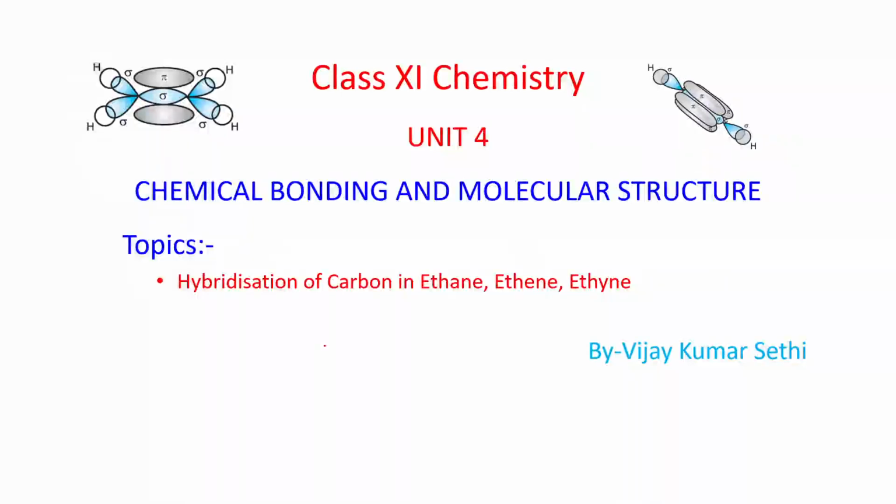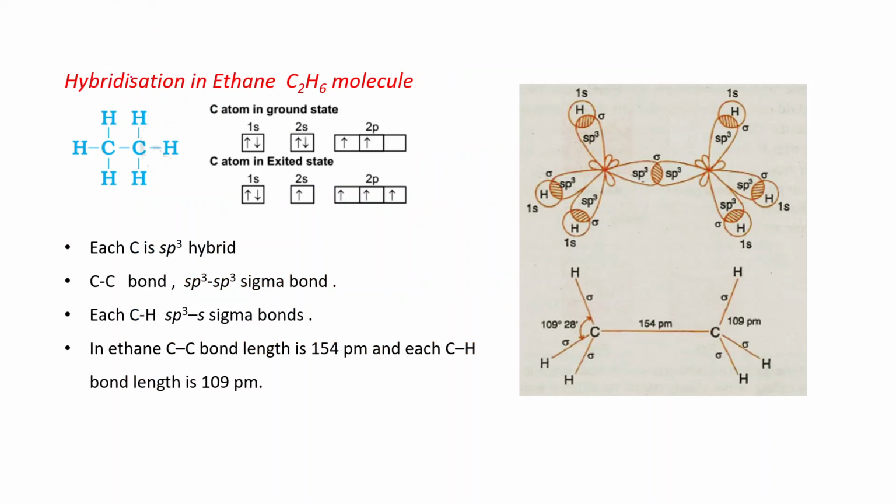Welcome to chemistry classes by Vijay Kumar Sethi, class 11th chemistry, unit 4 chemical bonding and molecular structure. And in this video, we will discuss the hybridization of carbon in ethane, ethene and ethyne. First, let us come to hybridization in the ethane C2H6 molecule.